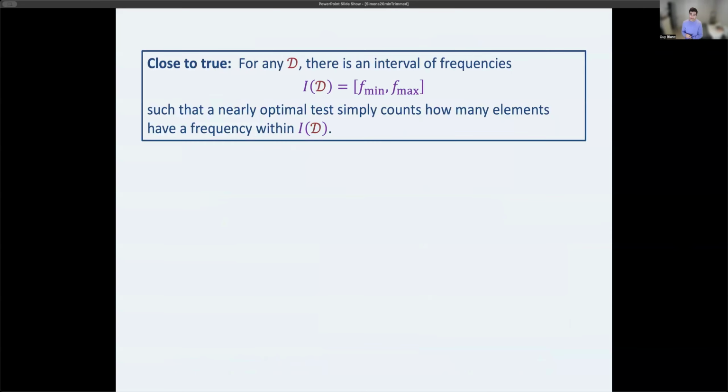And our main lemma, which we don't 100% prove in this form, but roughly speaking, the main tool we use is to show that there always exists a test of this sort of form. What we almost show is that for any distribution, there exists a range of frequencies such that the optimal tester just counts how many elements appear a number of times in this range, and if that number is too large or too small, the test rejects. We show that a test of this form is always close to optimal.